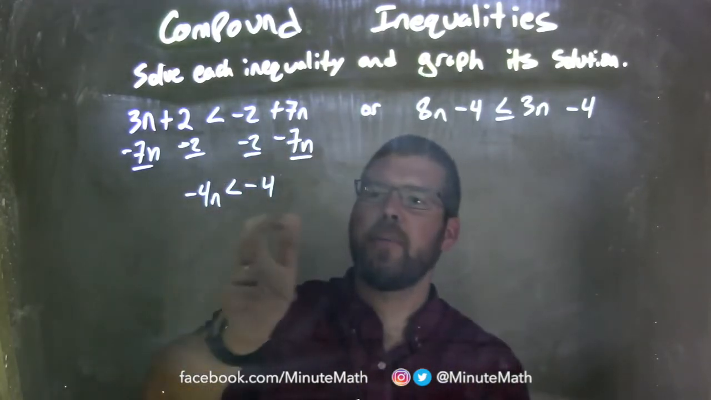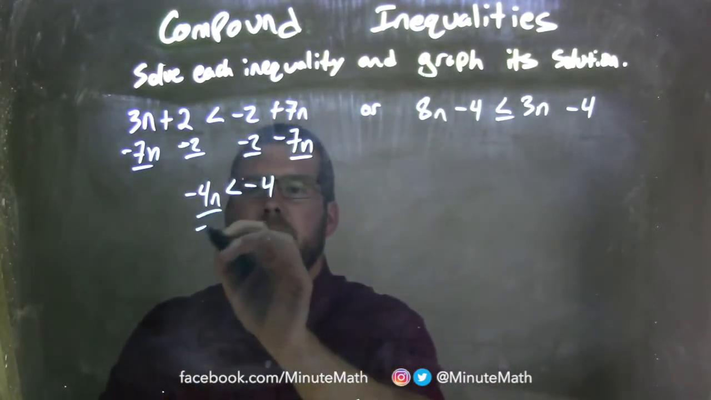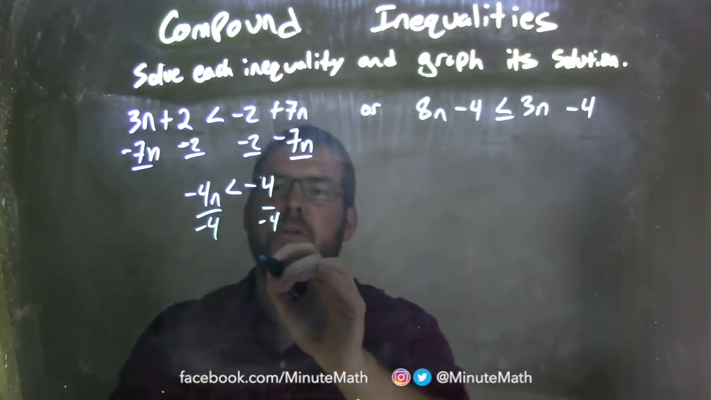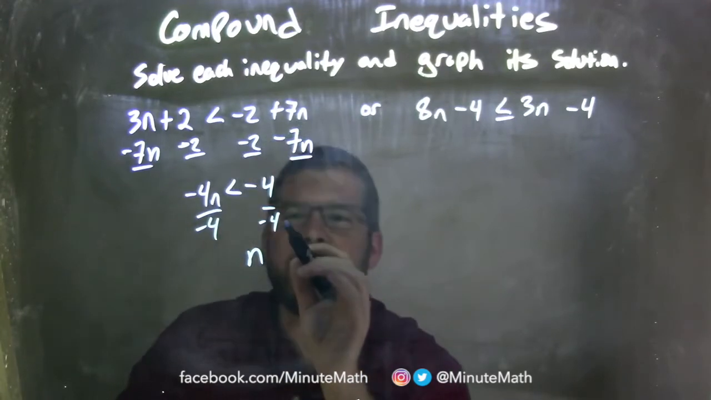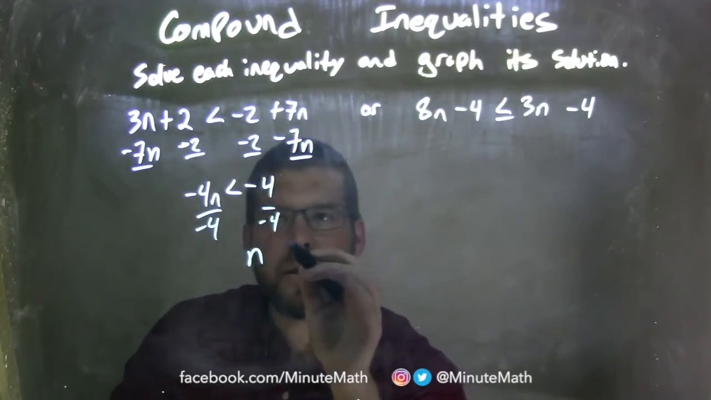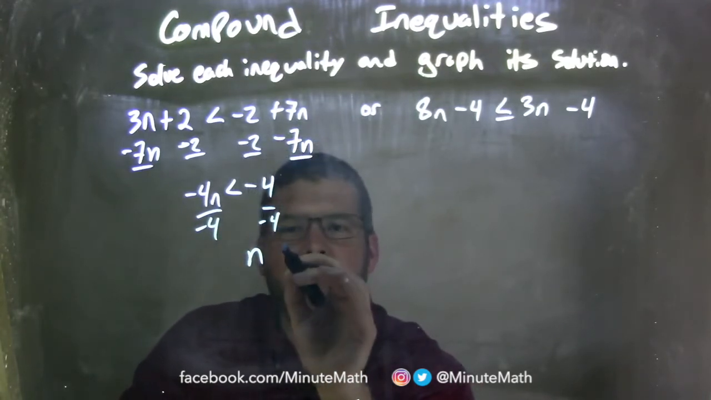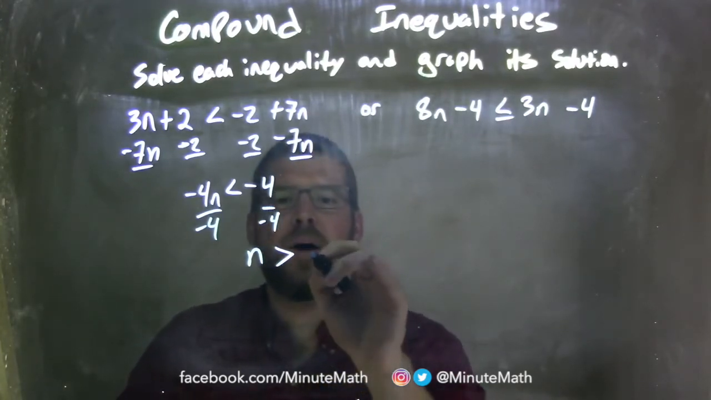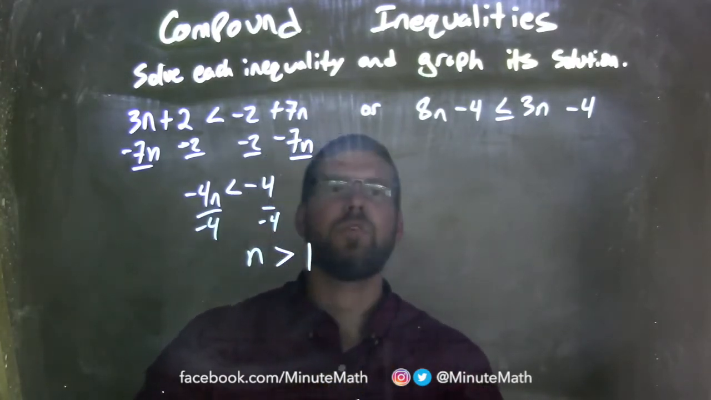I then need to divide by negative 4 to both sides. And in doing so, I'm left with n here. And since I divided by a negative over the inequality, okay, that flips the inequality from a less than to a greater than sign, and negative 4 divided by negative 4 is a positive 1. So now I have n isolated.